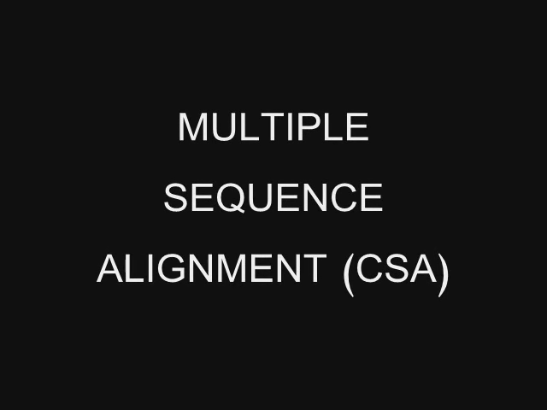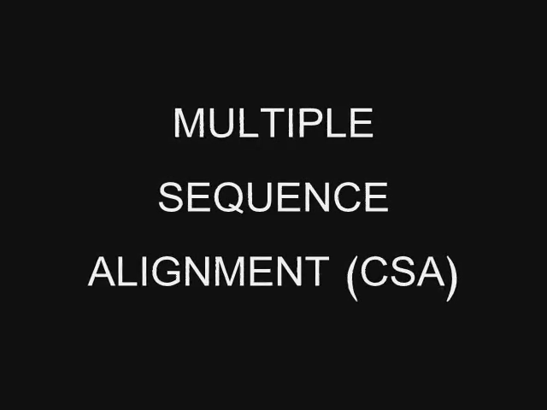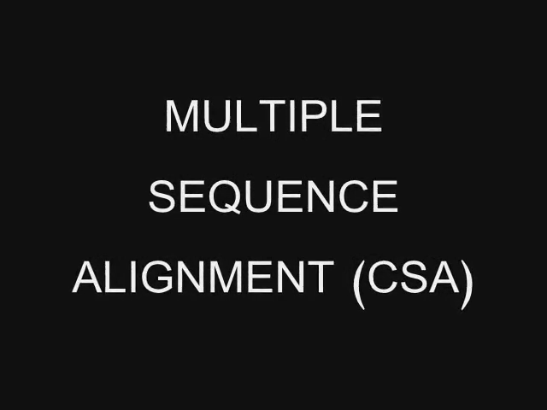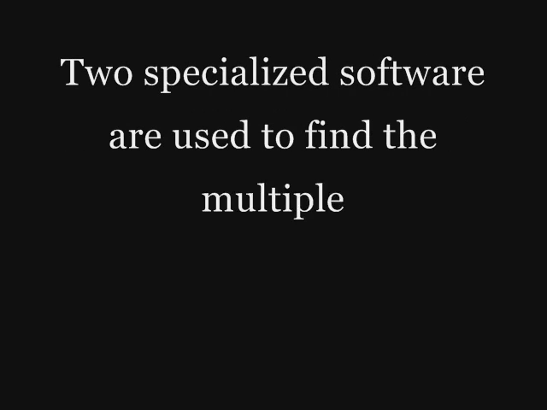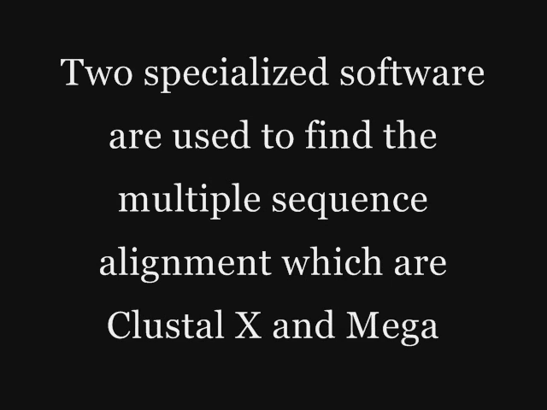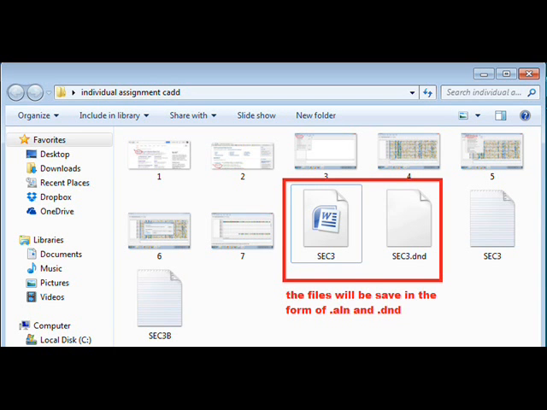We can also infer sequence homology, sequences that share the same evolutionary relationship, by conducting multiple sequence alignment. Multiple sequence alignment is an alignment that has more than 3 sequences. 2 specialized software are used for multiple sequence alignment, which are Clustal and MEGA. Clustal will help to upload sequences and give 2 types of result in the form of DND and ALN. ALN is the alignment of all those sequences, and we can view it using Microsoft Word, while MEGA is software that helps us to view the DND.